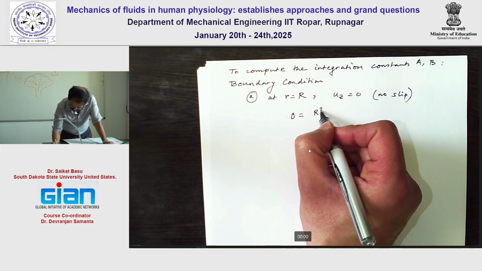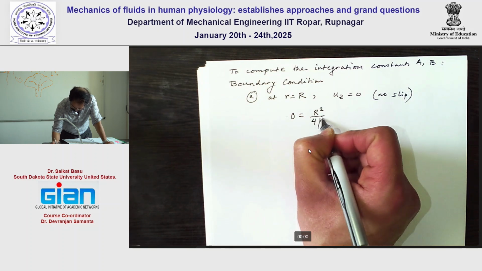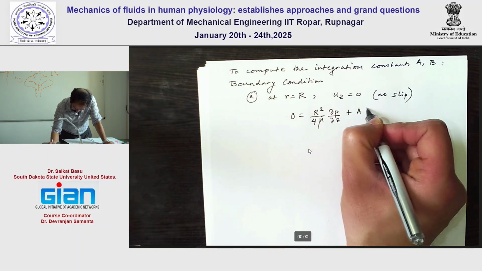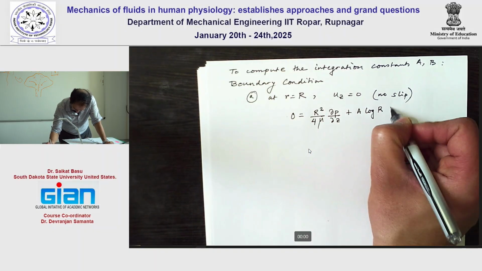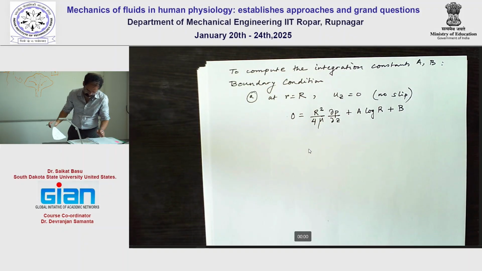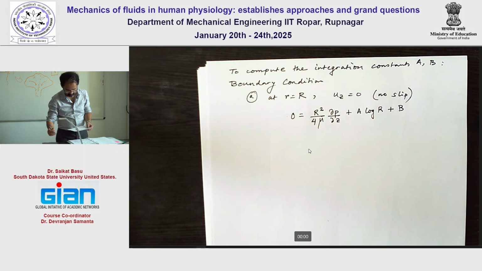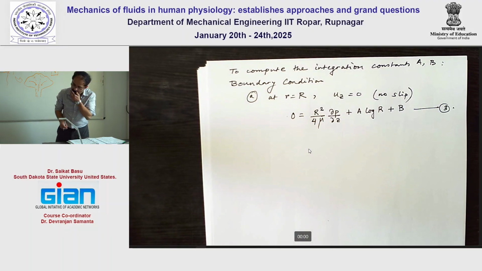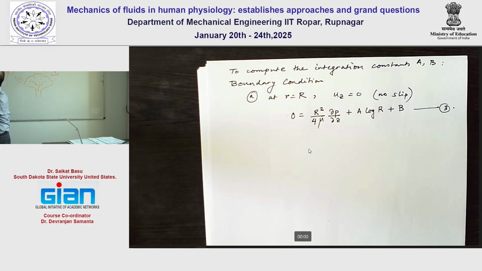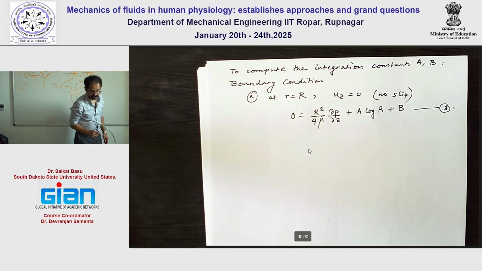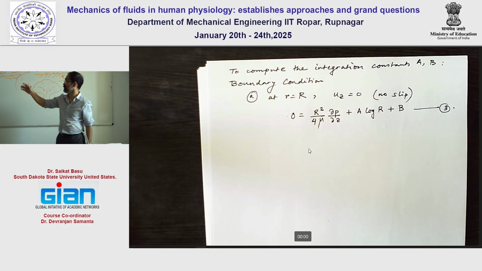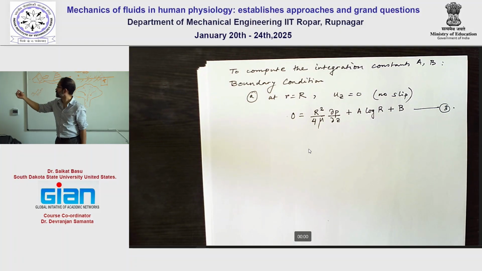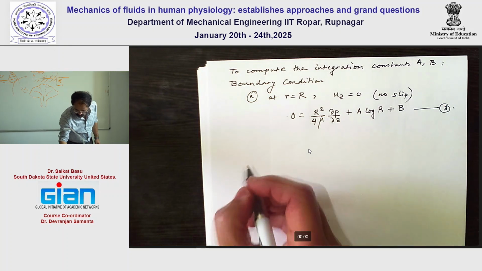at small r equal to capital R, so capital R square over 4 mu del p del z plus A log of r plus B. Let's call this equation 3. We still have those two unknowns intact, A and B. So let's now use the slope of the fully developed flow at the center to get one of the constants.